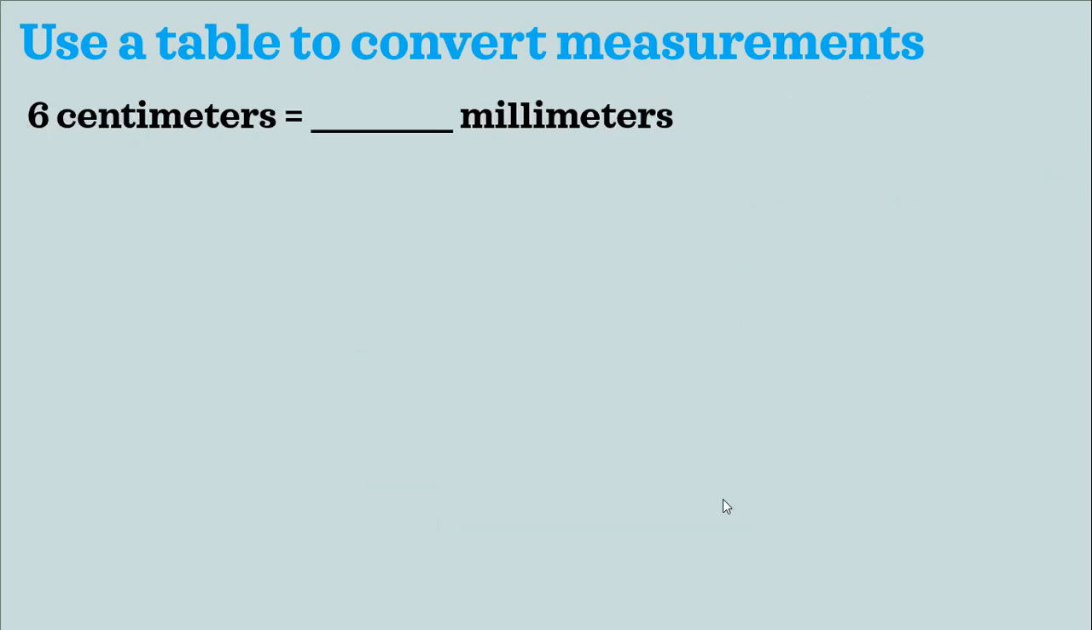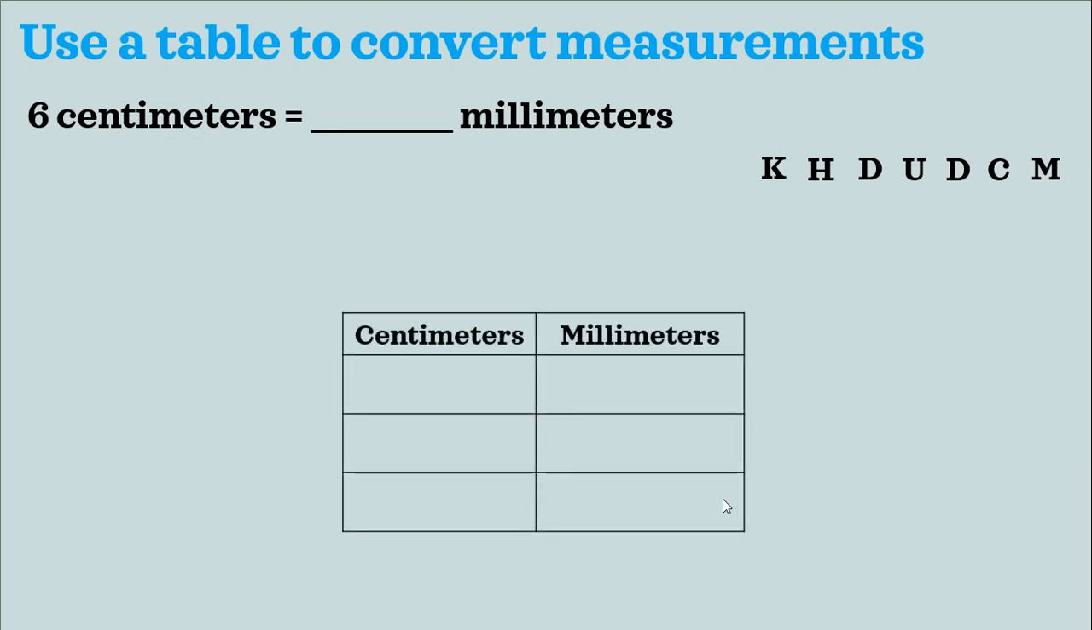Let's try converting 6 centimeters to millimeters. King Henry died unusually drinking chocolate milk. Kilo, hecto, deca, units, deci, centi, milli. Here we have our table. We have centimeters to millimeters because we're starting with centimeters and going to millimeters. Here, we know that millimeters is smaller. Remember, that's the tip of your pencil. So we need more of it. We're going to be multiplying.